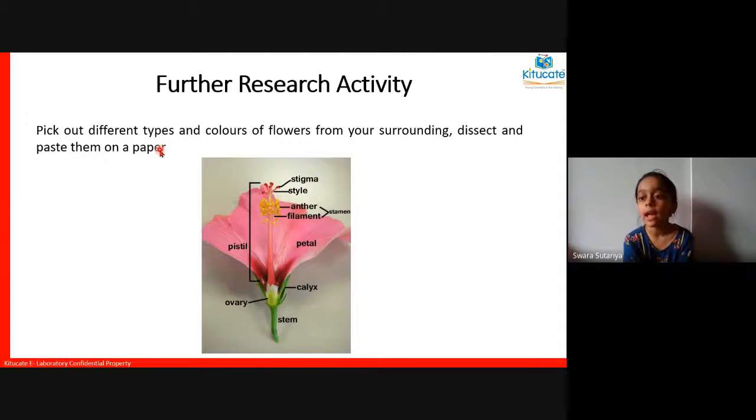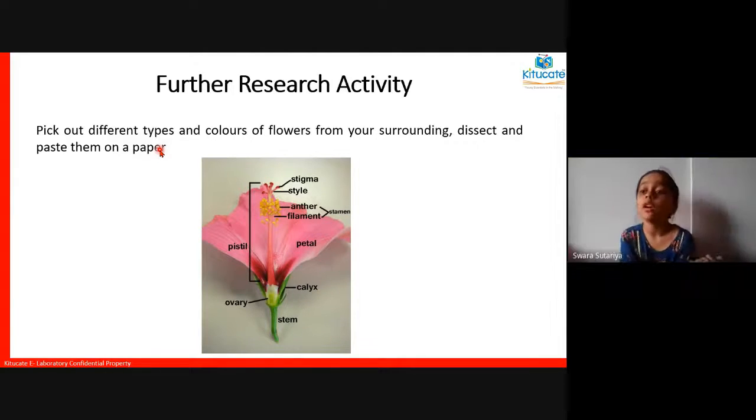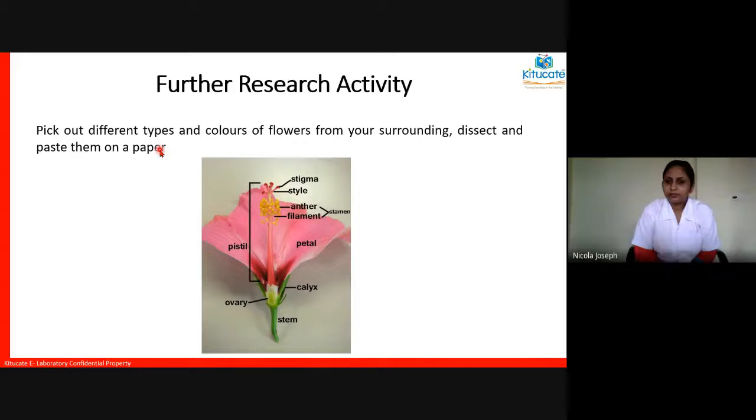Ma'am, I do not have any real flower. You do not? I do not have any real flower. Okay. You do not have any real flower. Yes. Okay.